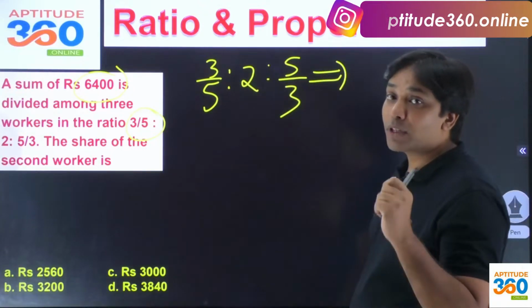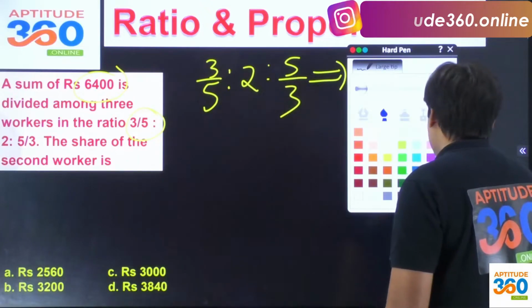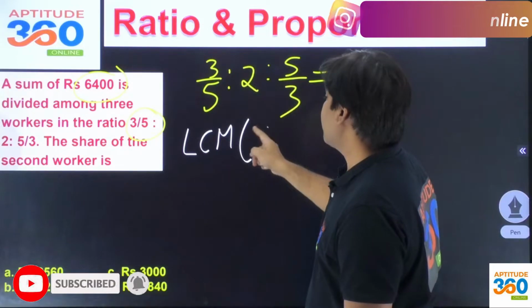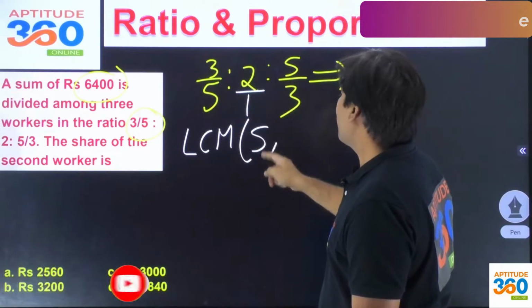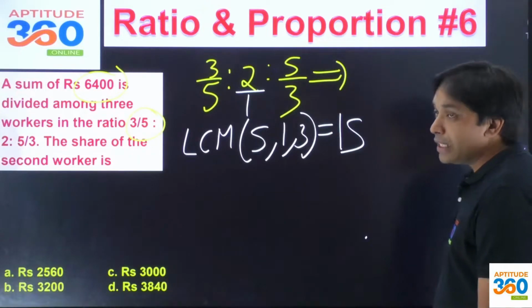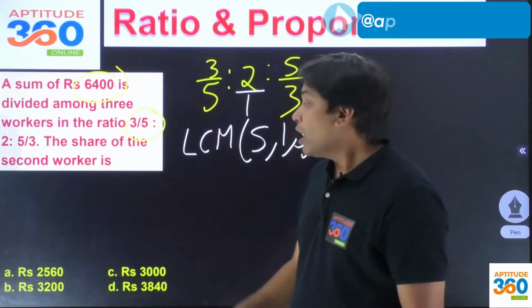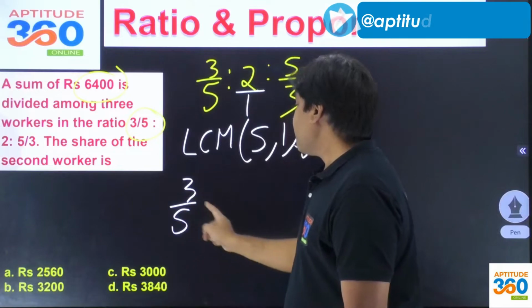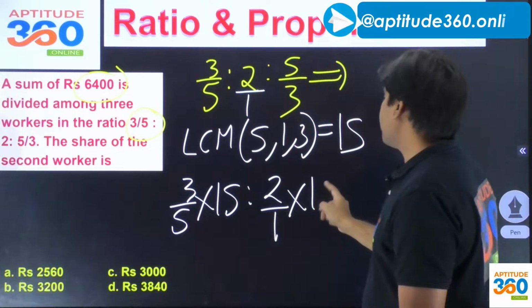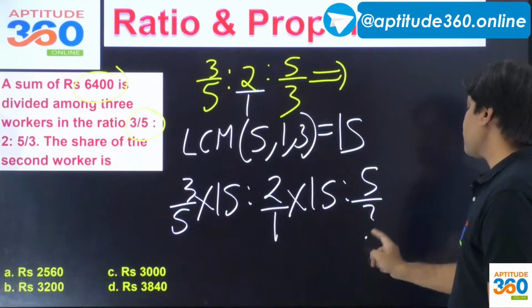और न्यूमेरिक वैल्यूज में कन्वर्ट करने के लिए आपने क्या सीखा हुआ है कि आप डिनोमिनेटर्स का एलसीएम ले लो. एलसीएम आप किसका लोगे? आप लोगे एलसीएम 5 का, 2/1 लिख लो, 1 का एंड 3 का, and this value is coming out as 15. So what does that mean? What is the second step? You will be multiplying 3/5 with 15 and then this 2 with 15 and then 5/3 with 15.